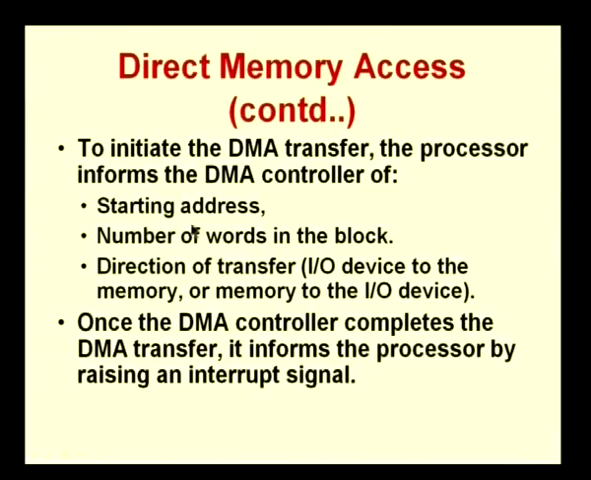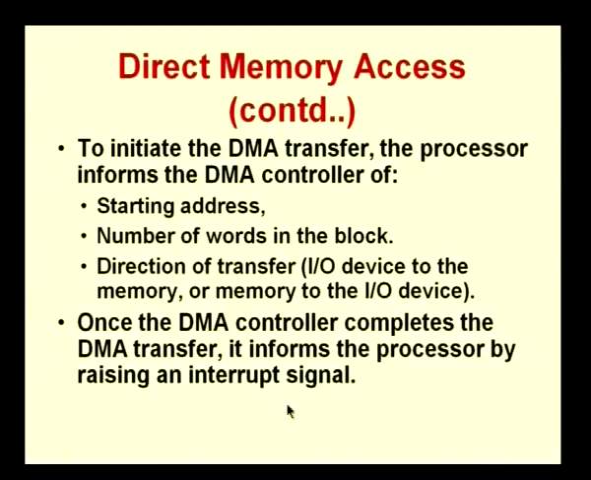Okay. So, that is the basic mechanism that we use. The processor programs the DMA controller with these three pieces of information: starting address, number of words, and the direction of transfer. Once the DMA controller is programmed with this information, the controller can start the data transfer. Once it is done with the data transfer, it informs the processor by raising an interrupt signal. So, this is the basic process that we have for the DMA transfer.